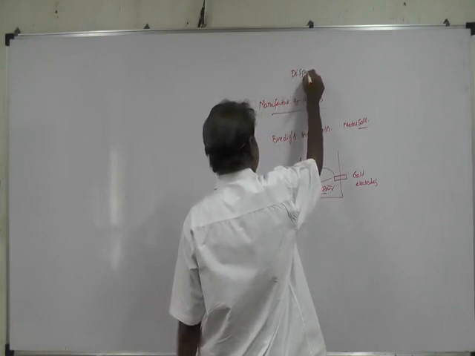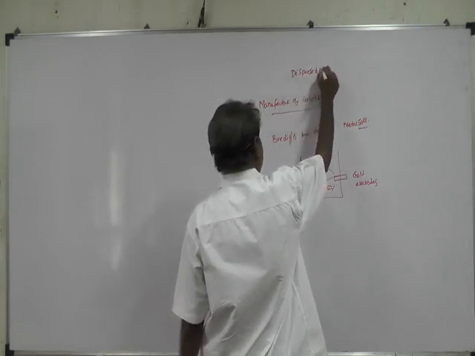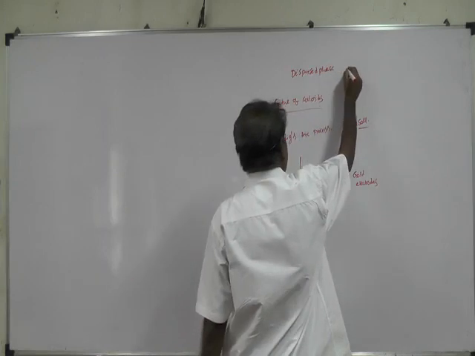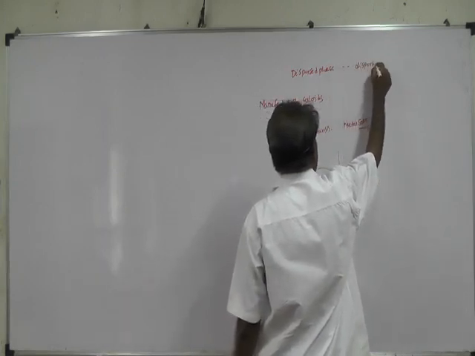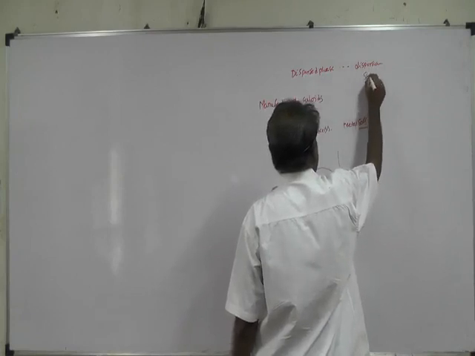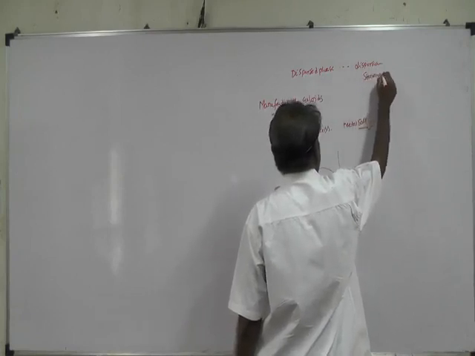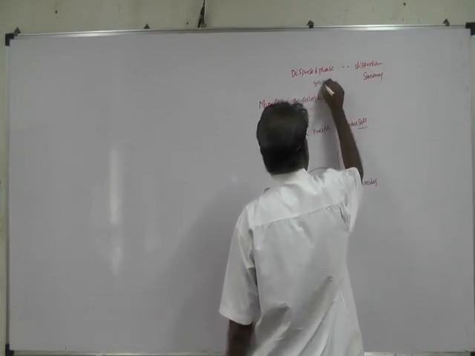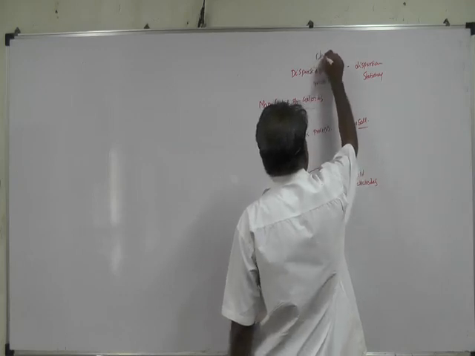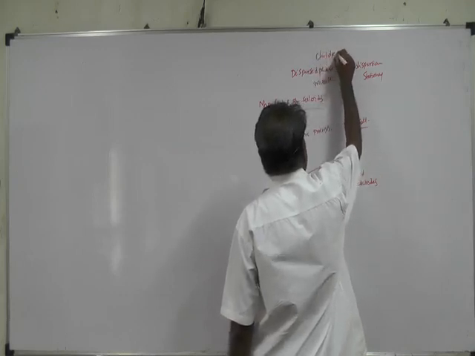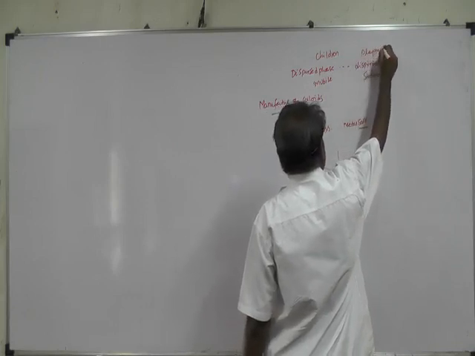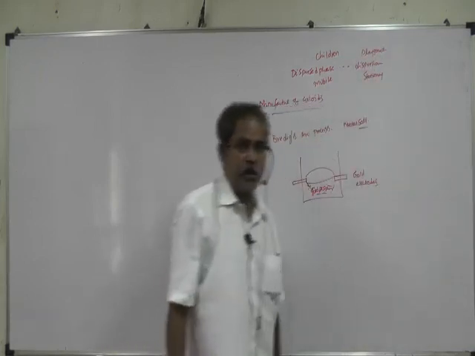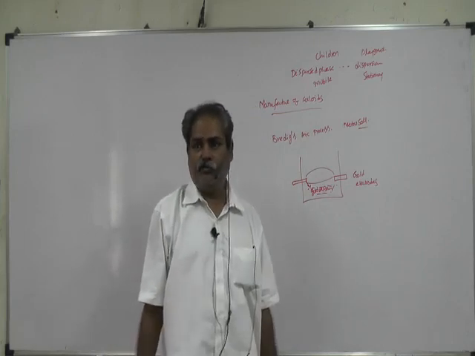Dispersed phase, dispersion medium. This is the stationary one and this is mobile. Like children playing in a playground. The playground doesn't move. The playground is stationary, but children do move.